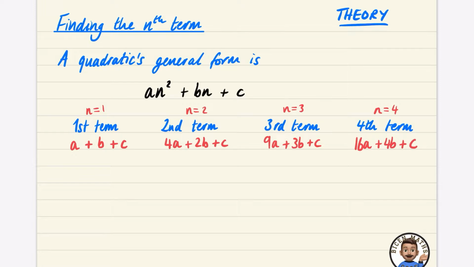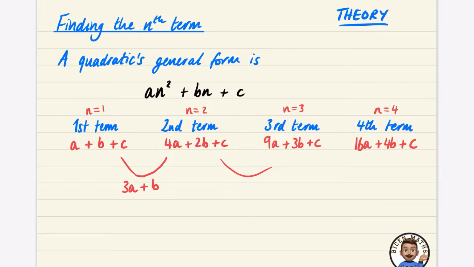So let's see what happens when we actually find the first difference between these terms. When I'm talking about the first difference, it's like what I've been doing on the previous part of subtracting. I'm going to do this one, take away this one. Well, let's just do a little bit at a time. Let's do 4a, take away a. That is just 3a. Then 2b, take away b, is just b. And then c, take away c, they cancel out.